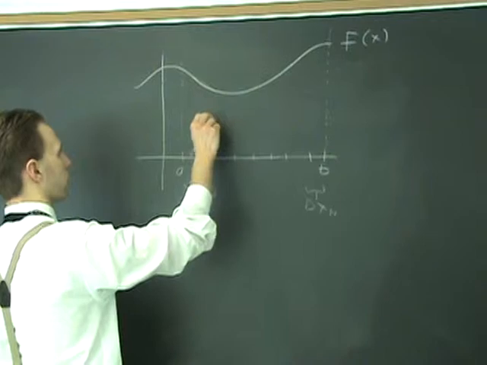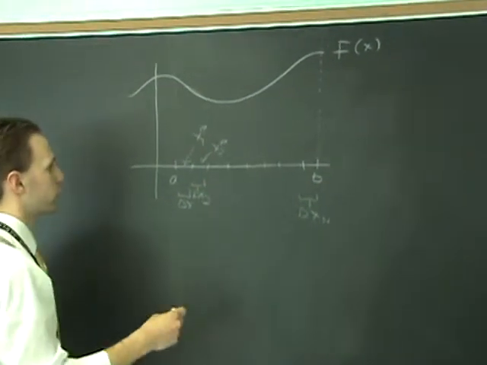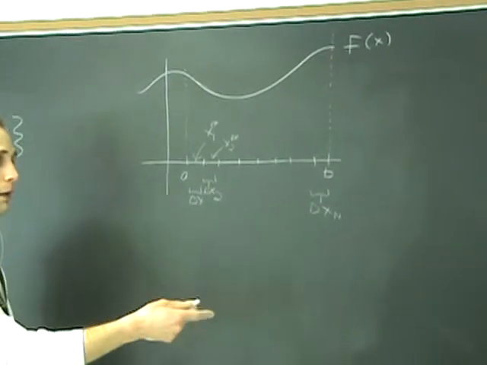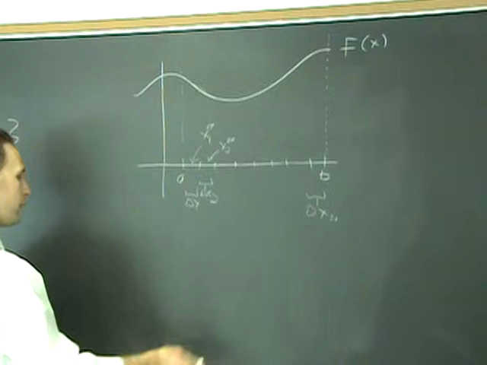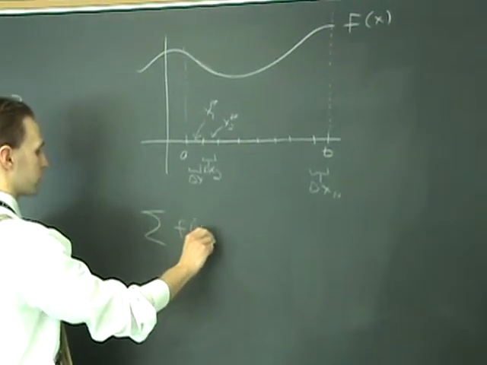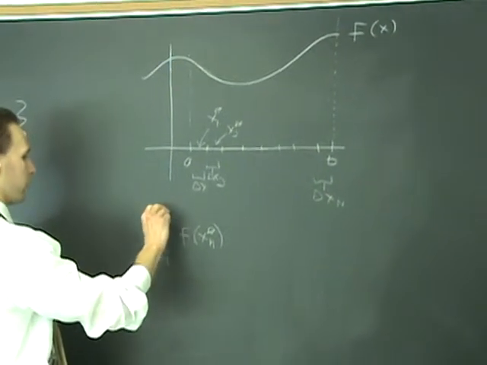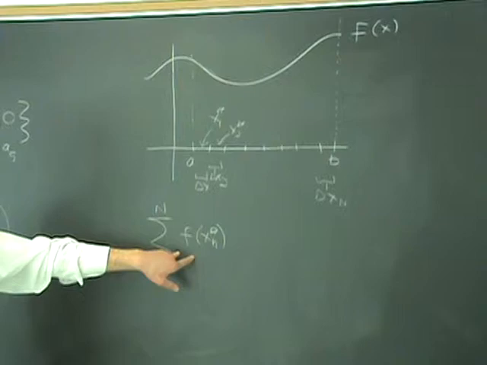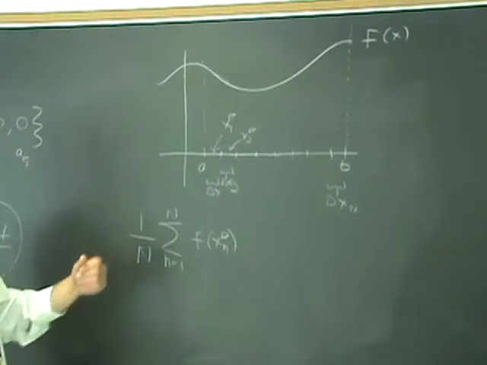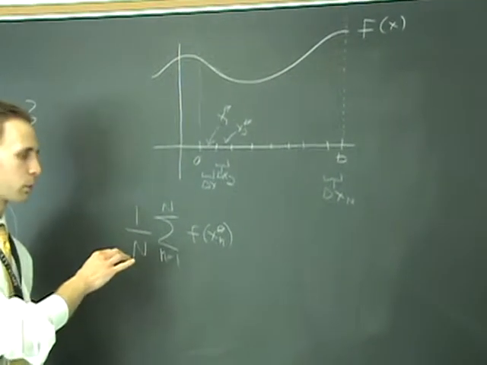There's an x1 star in there, and there's an x2 star in the second one, and so on. We're going to add all those up and divide by the number of them that there are. Using sigma notation, it would be the sum of f of x k star from k equals 1 to n, the sum of all of the outputs, and you would divide that by the number of subintervals that you chose to use. Now this is almost looking like a Riemann sum.